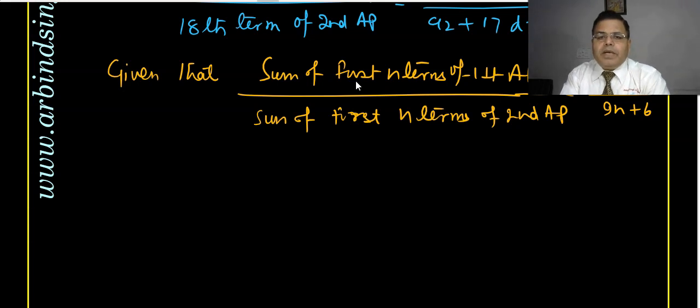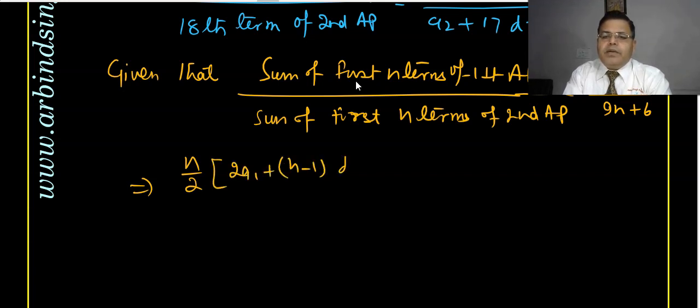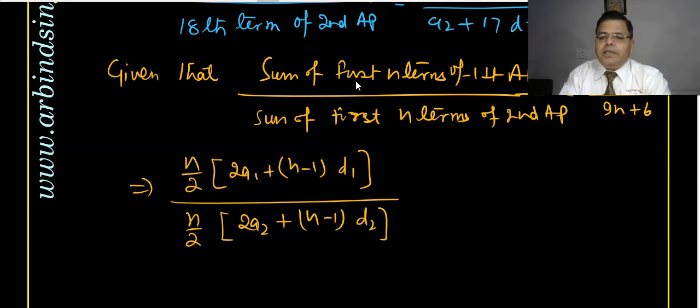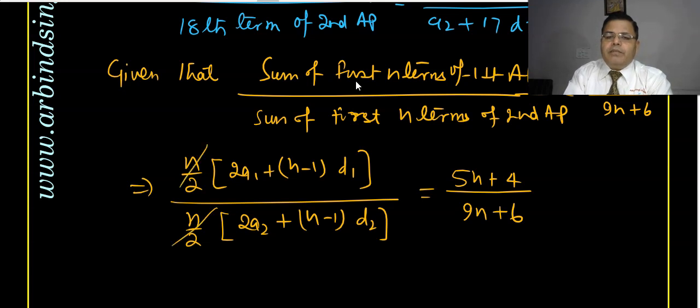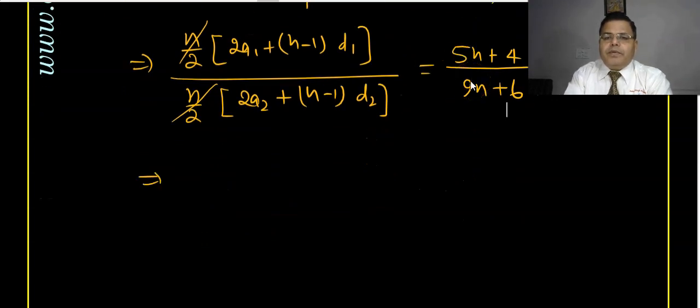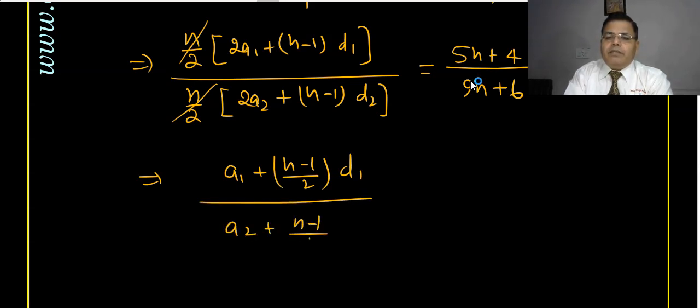Proceeding with this, what will happen? n by 2 into 2a1 plus n minus 1 into d1, upon n by 2 into 2a2 plus n minus 1 into d2, is equal to 5n plus 4 upon 9n plus 6. This n by 2 cancels. Now divide numerator and denominator by 2. So a1 plus n minus 1 by 2 d1, upon a2 plus n minus 1 by 2 d2, is equal to 5n plus 4 divided by 9n plus 6.